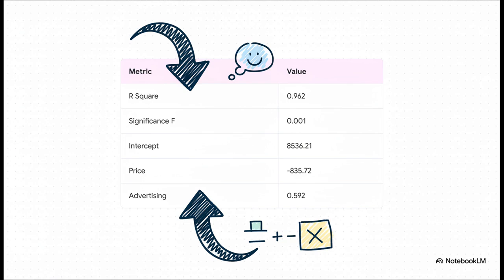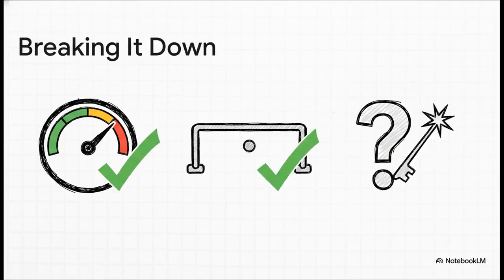The new pieces of the puzzle are down at the bottom, in the coefficient section. These numbers are the secret ingredients for our prediction formula. The intercept is our baseline, and the other numbers tell us the exact impact that price and advertising have on our sales. So let's just do a quick final check. Is the model good? Yep, R-square is super high. Is it reliable? Yep, significance F is super low. So what's the last piece of the puzzle? Well, it's building the actual prediction formula that we came here for in the first place.